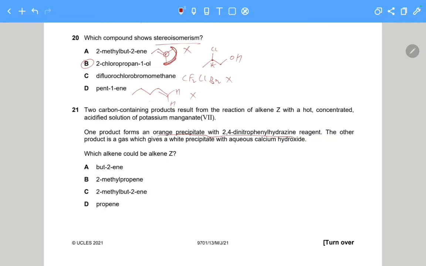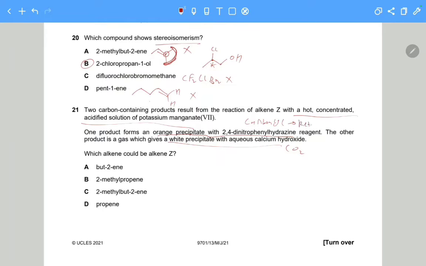So this means that CO2 is produced. Here we know a carbonyl compound is formed, and here we know CO2 is produced. We know that it has to be a ketone and not an aldehyde, because the aldehyde which is formed from this reaction will oxidize further, because potassium manganate is a very strong oxidizing agent. It will oxidize further to a carboxylic acid. So we know that it has to be a ketone.